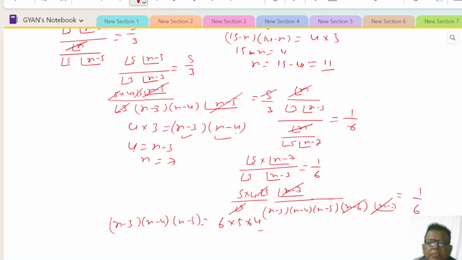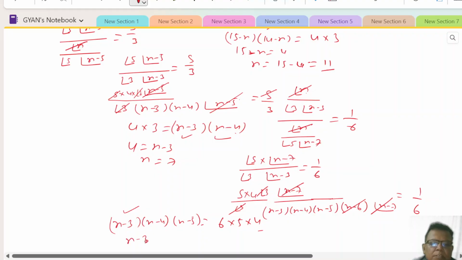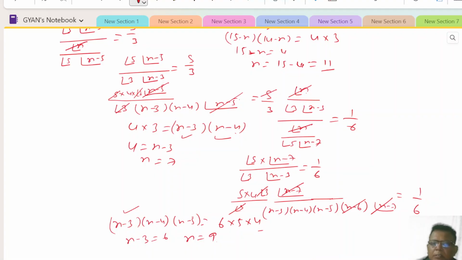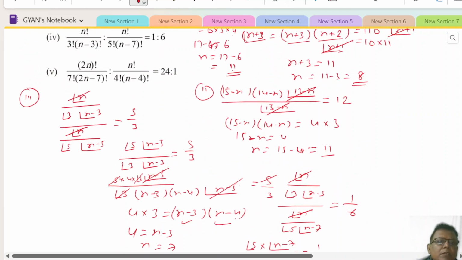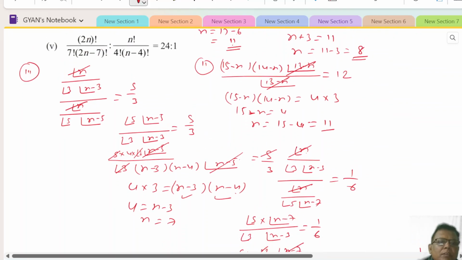So which one is bigger? This one is bigger. So n minus 3 is equal to 6. So n is equal to 9. Now come to question number 5. So what is question number 5?